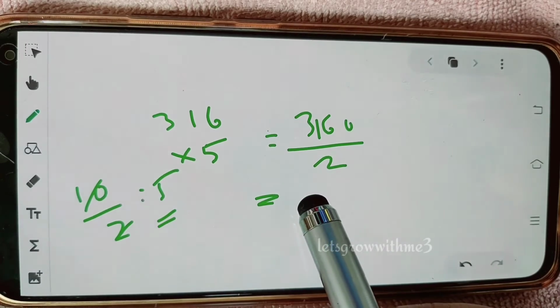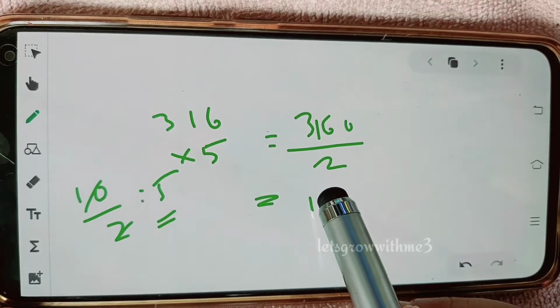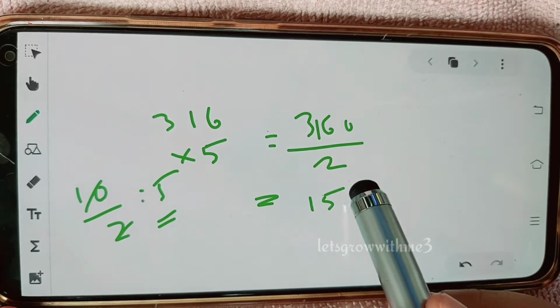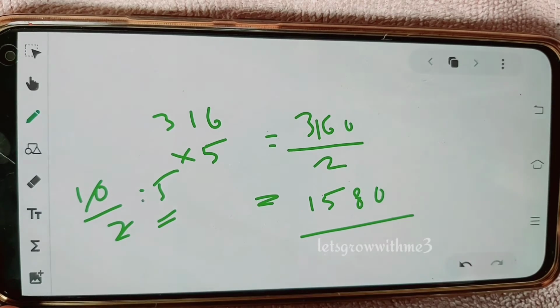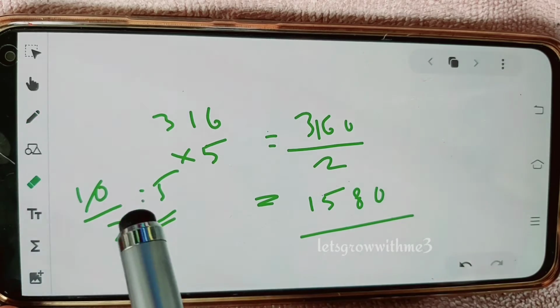So 2 ones are 2. Then we have remainder 1, so now the number is 11. So 5 2s are 10. Again remainder 1, 8 2s are 16. Then 0, we need to keep it 0. Okay, so the answer is 1580.